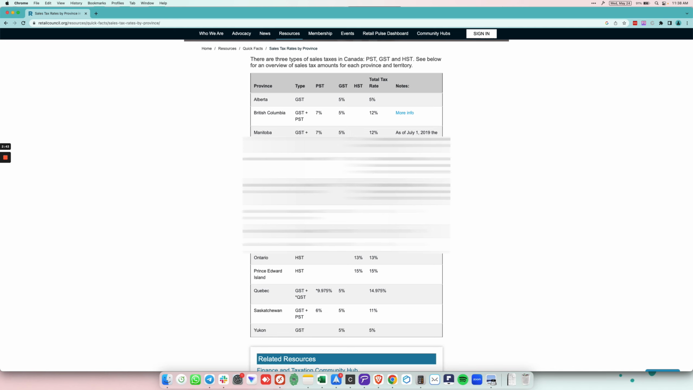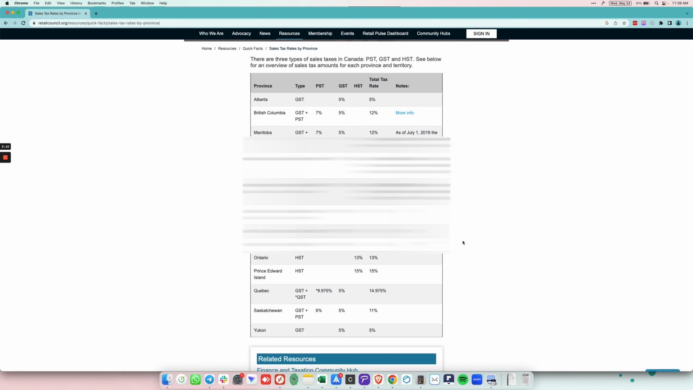Again, life is a bit easier for those under the HST provinces because even though technically there's PST built into that HST, the federal government will be the one to remit that to whatever provincial tax authority they need to remit to. On your end, you just need to remit once to the CRA. So it's not really difficult to deal with.